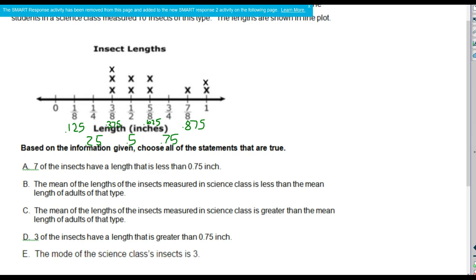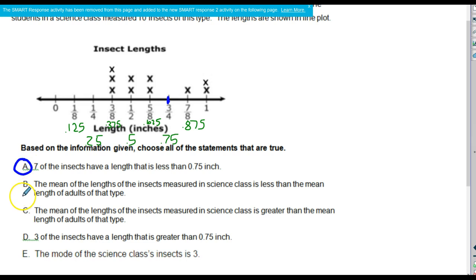All right, once we've done that little conversion, this is going to make some of our questions a little bit easier. So really quickly, I'm going to make a little mark here where 0.75 inches is. It's going to be right here. It says that 7 of them have a length that is less than 0.75. So I can't include anything here, and luckily there's nothing there anyway. So let me count them up. 1, 2, 3, 4, 5, 6, 7. 7 insects have a length of less than 0.75 inches, so A is correct.